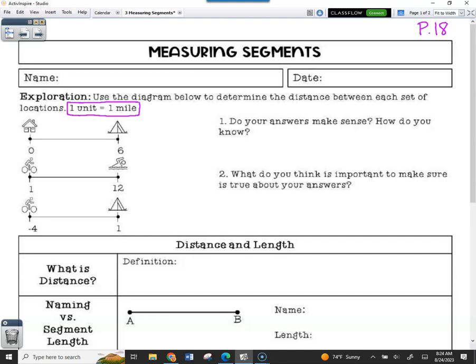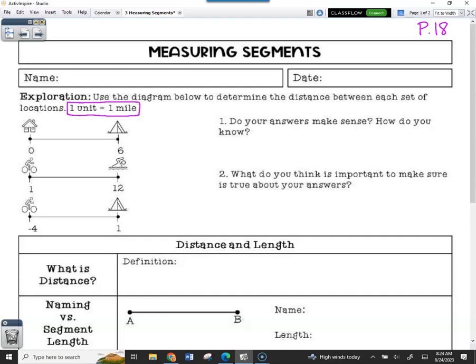You don't have to highlight it. That was just me saying that's how you answer the question. So the first one's not bad because it starts at 0 and it goes to 6, right? So that's 6 units, which would be equivalent to how many miles? 6 miles.